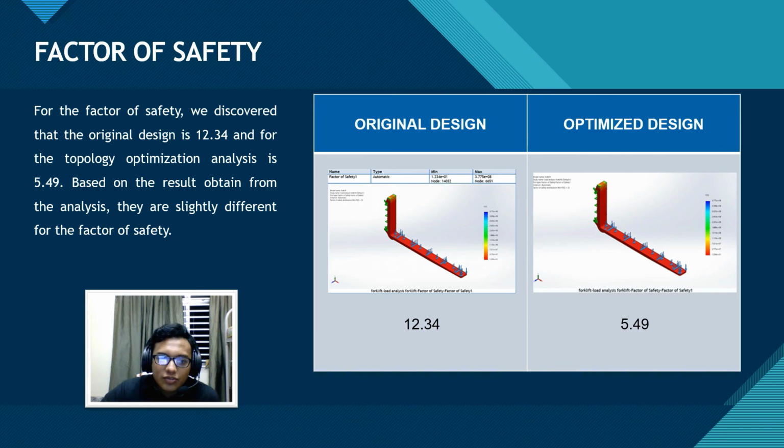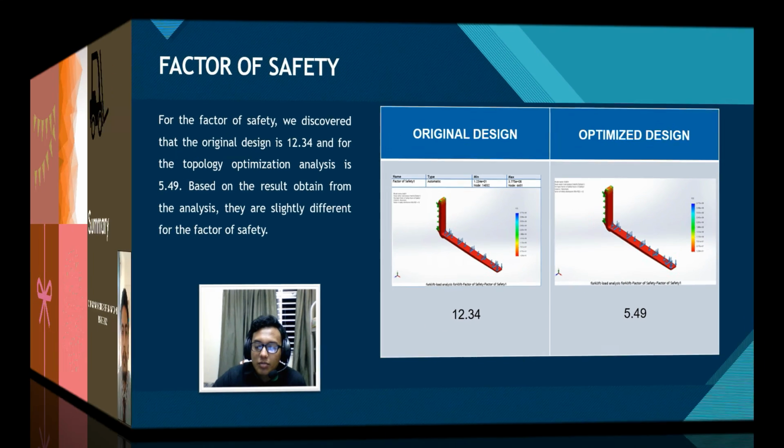Last, the factor of safety. For this part, we discovered that the original design is 12.34, and the topology optimization analysis is 5.49. The results obtained from the analysis are slightly different for the factor of safety. However, the factor of safety for both analyses shows the product is still reliable and well founded because the value is in the safety range. Therefore, the topology optimization design is acceptable.